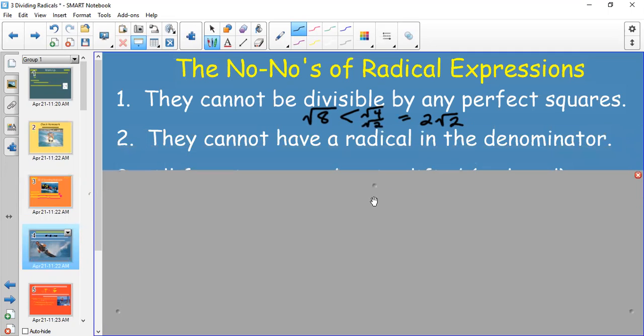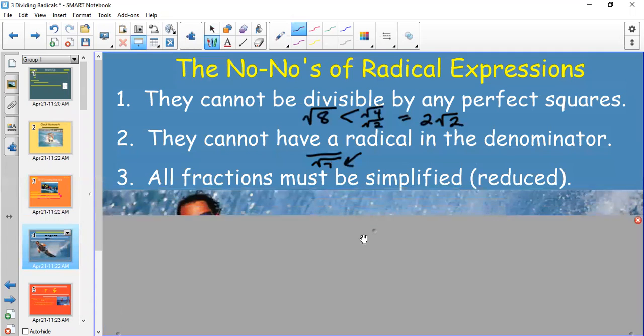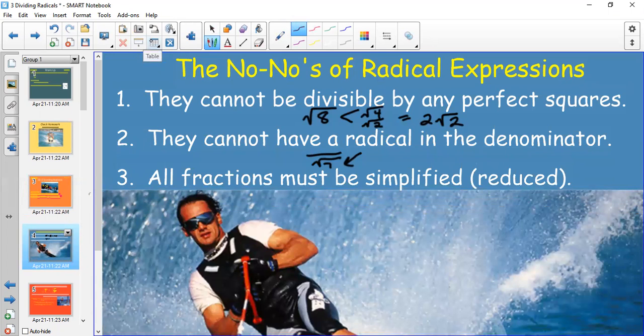Second one is we cannot have a radical in the denominator. So in other words, we can't leave it as the square root of 7 down there. We got to figure out a way to get rid of that radical in the denominator. In the numerator, it's okay, just not in the denominator. And number 3, all fractions must be simplified or reduced. And that sometimes can be the hard part, is figuring out how to simplify those fractions.